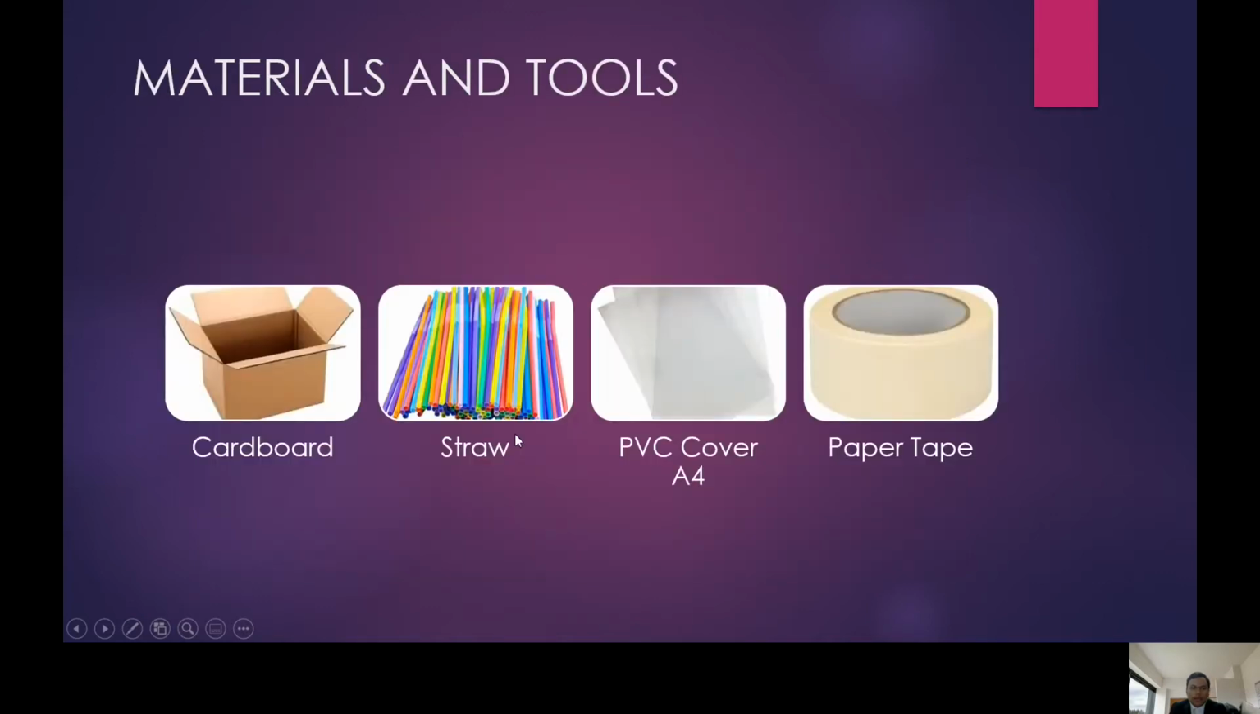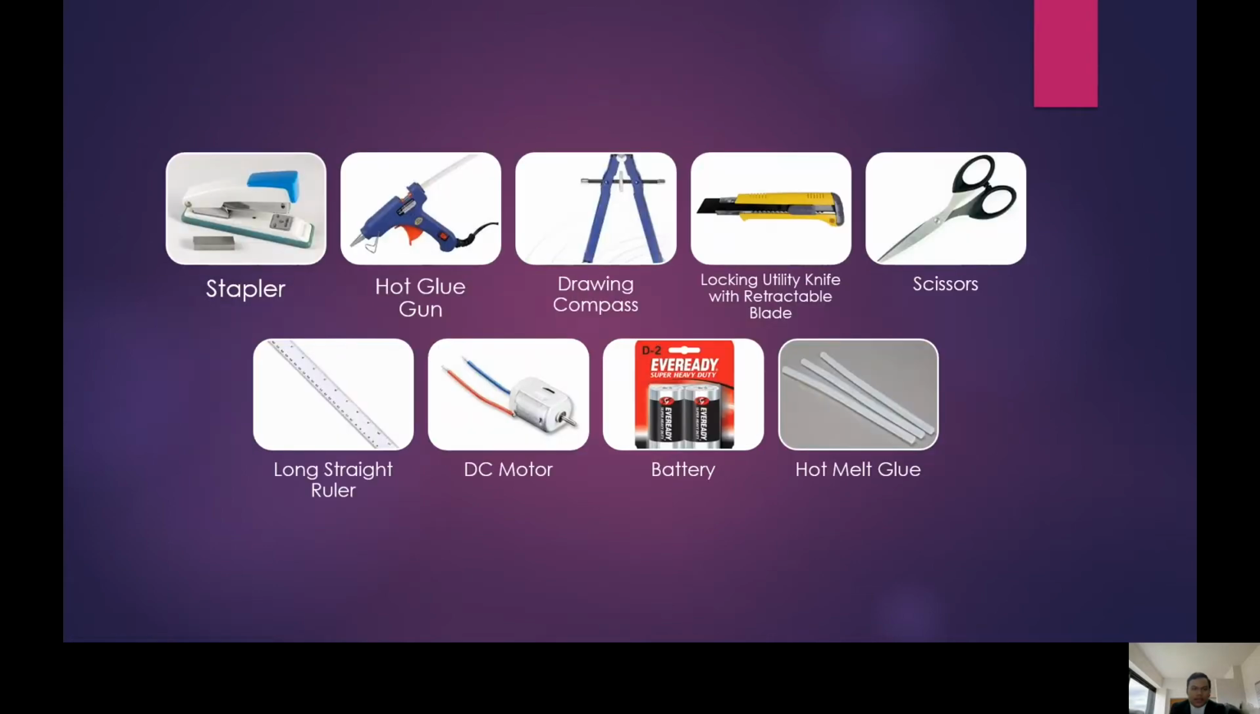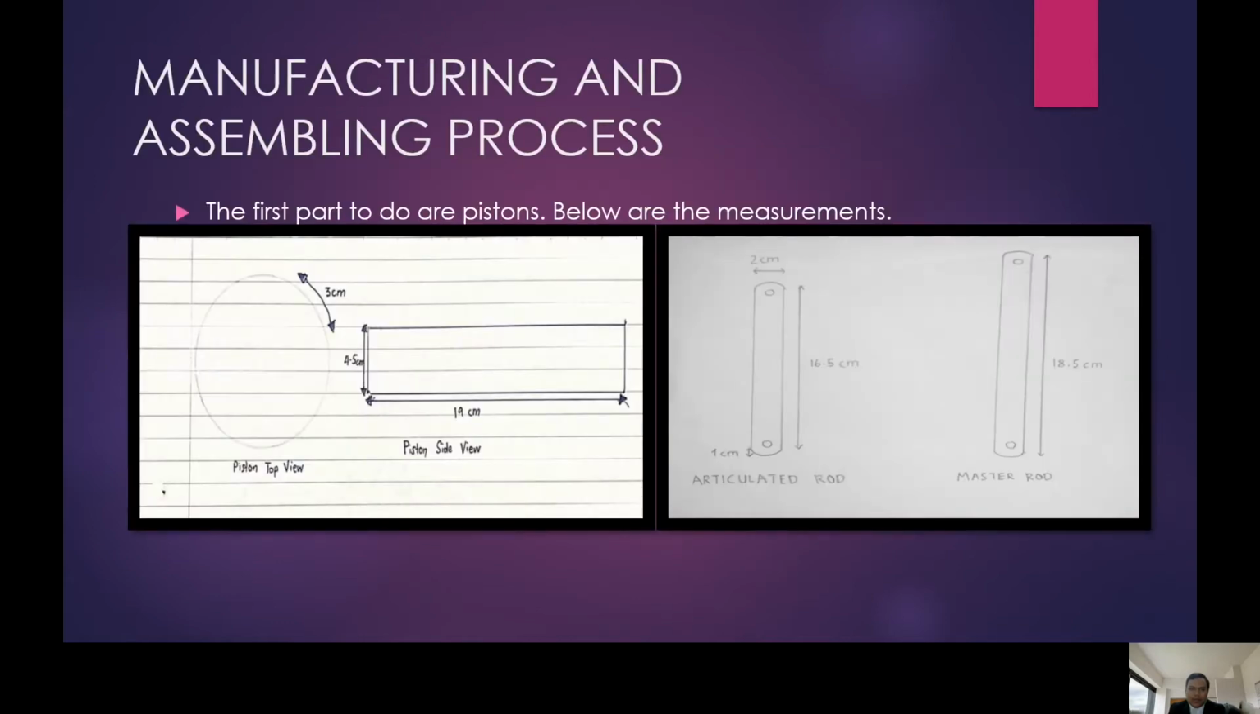So next slide. The materials and tools I've been using to make the project successful are cardboard, straw, PVC cover A4, paper tape. The next slide is stapler, hot glue gun, drawing compass, locking utility knife with retractable blade, scissors, long straight ruler, DC motor, battery, and last but not least is the hot melt glue. Okay, the next slide is about the manufacturing and assembling process.